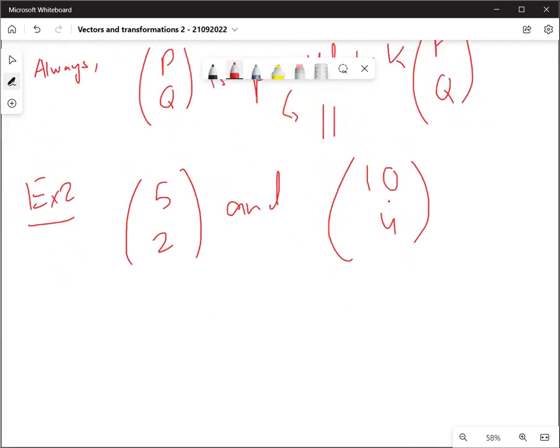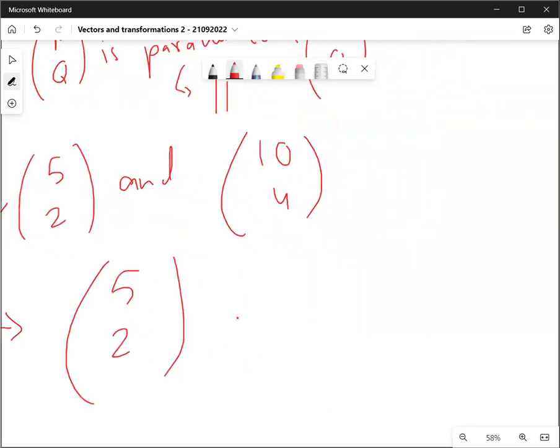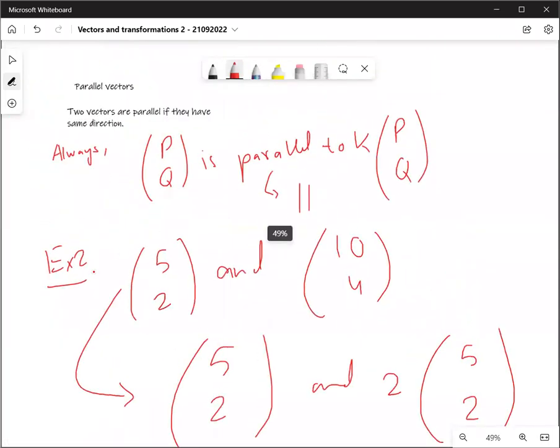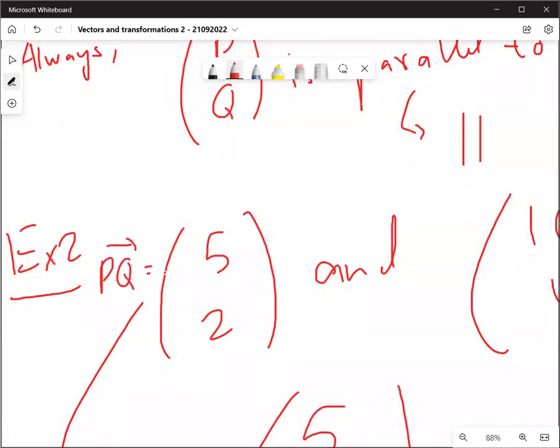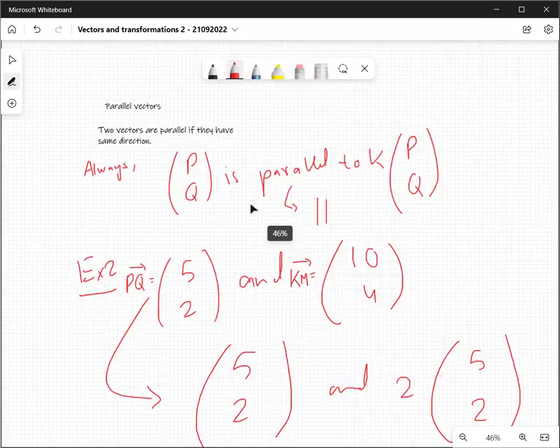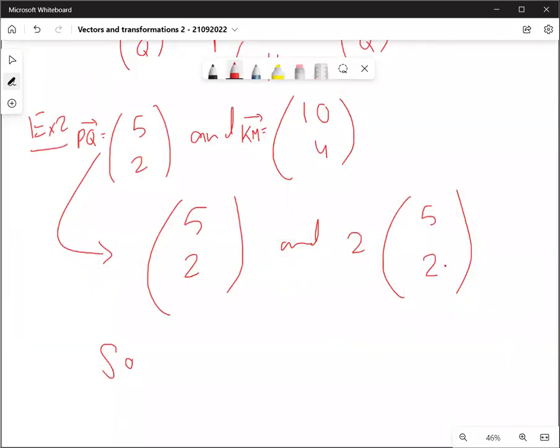Now can I write 10, 4 in terms of a constant multiplied to this guy? Can I convert these two as 5, 2 and 2 times 5, 2? Let's say this guy was PQ and this guy was KM. So if I can write this thing as 5, 2 and this as 2 times 5, 2, then PQ and KM are parallel. Is that clear?